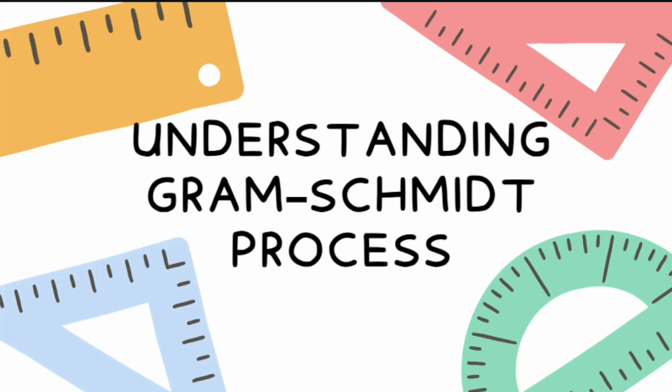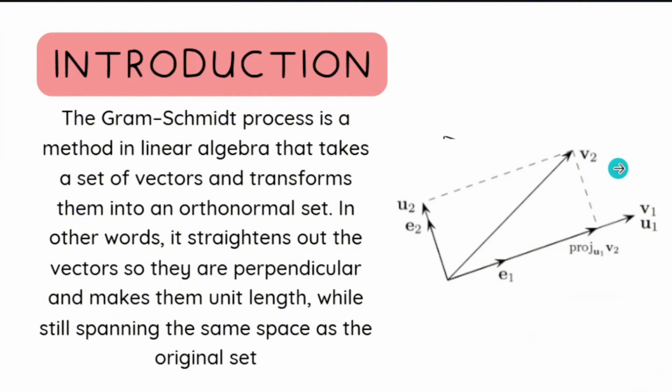Now that we understand what orthogonal and orthonormal vectors are, let's look at how we can actually create them from any set of linearly independent vectors. This is where the Gram-Schmidt process comes in. So, what is the Gram-Schmidt process?